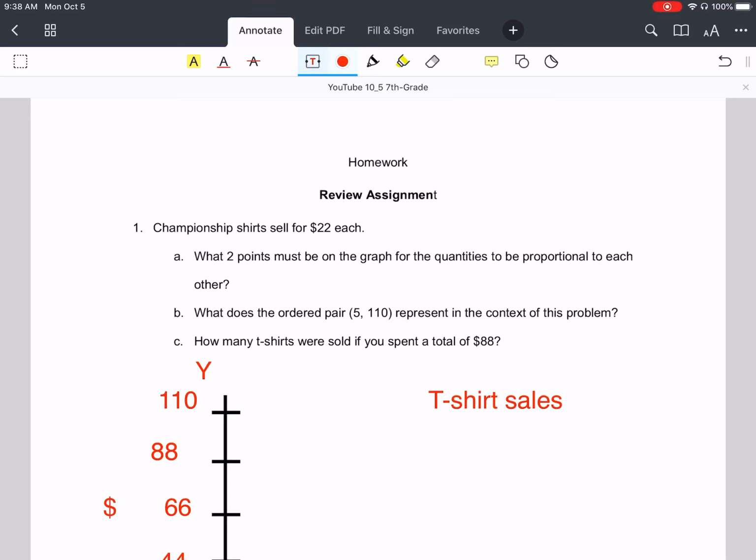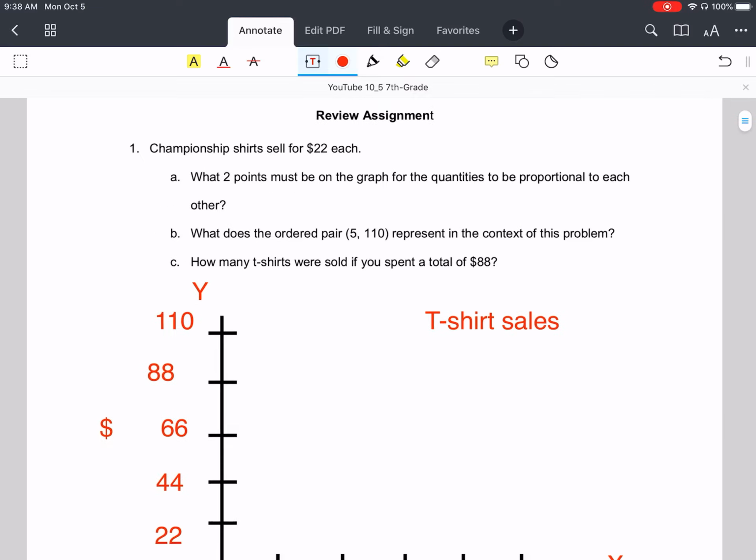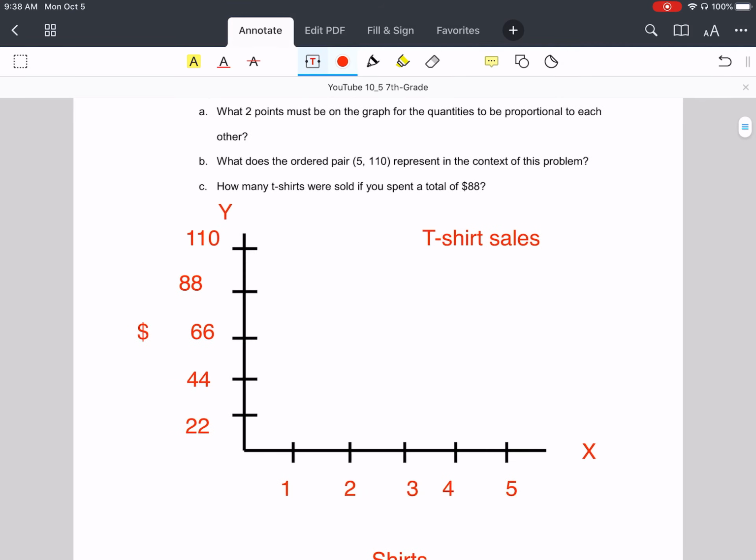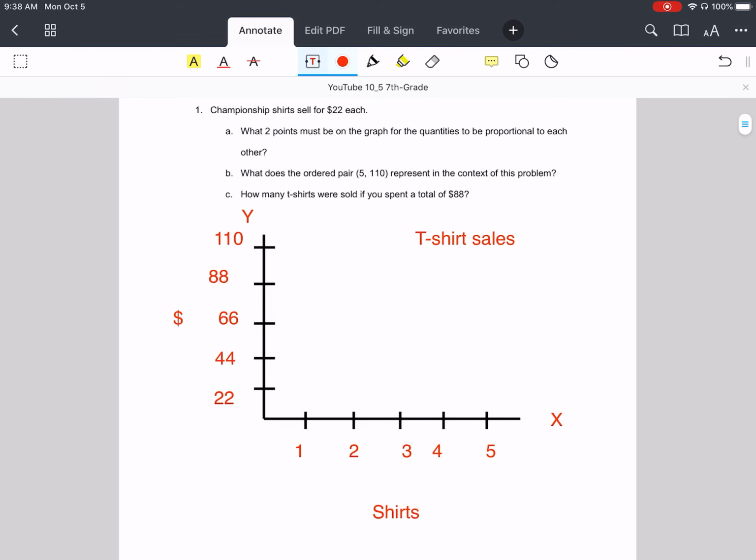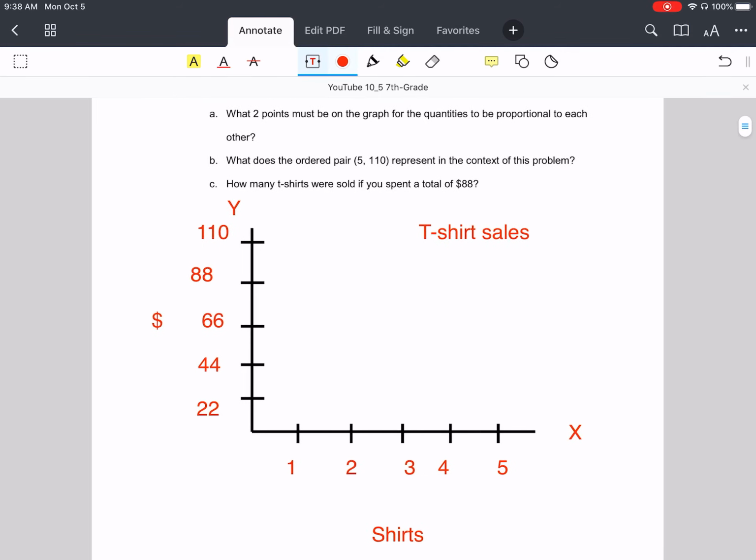So, starting with question 1, it says championship shirts sell for $22 each. And then there are a series of questions. So I drew a graph, which you are not required to draw, but I thought it might help some of you visual learners. Question 1A says, what 2 points must be on the graph for the quantities to be proportional to each other? The two things that we know in order for a graph to be proportional is that the line must go through the origin.